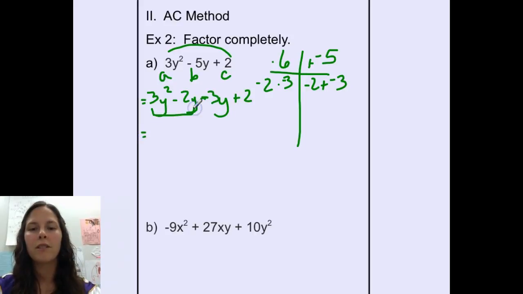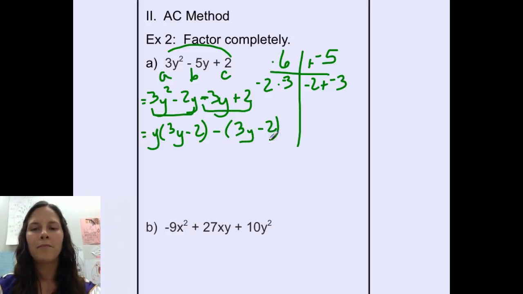My first two terms have a GCF of y, leaving me with 3y minus 2. My second two terms have a GCF of -1, leaving me with 3y minus 2. Now I have that 3y minus 2 in common for both terms, leaving me with y minus 1.